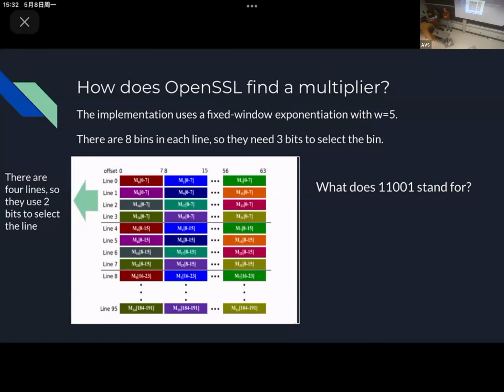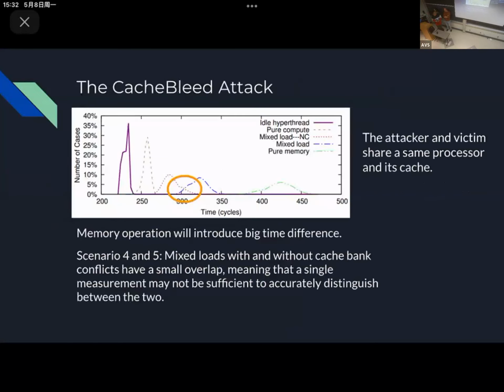So now I will talk about how the cache bleed attack works. To understand that, we have to know that the attacker and the victim program will run in the same core and they will share the cache. Basically the attack does a very simple thing: he keeps loading all the data in every cache block.